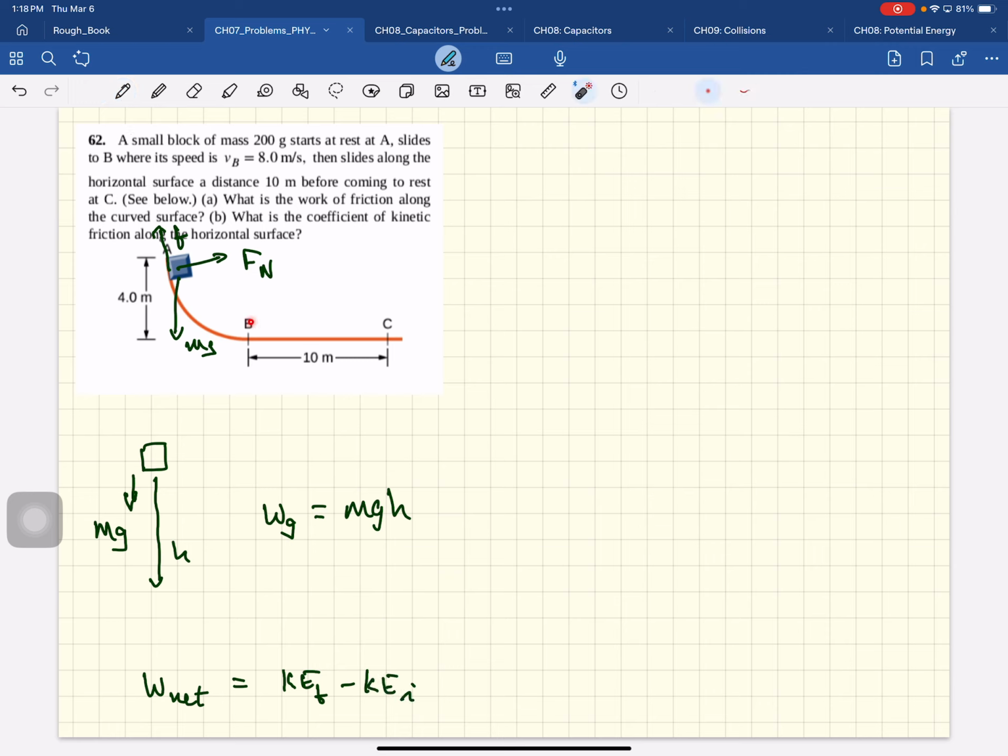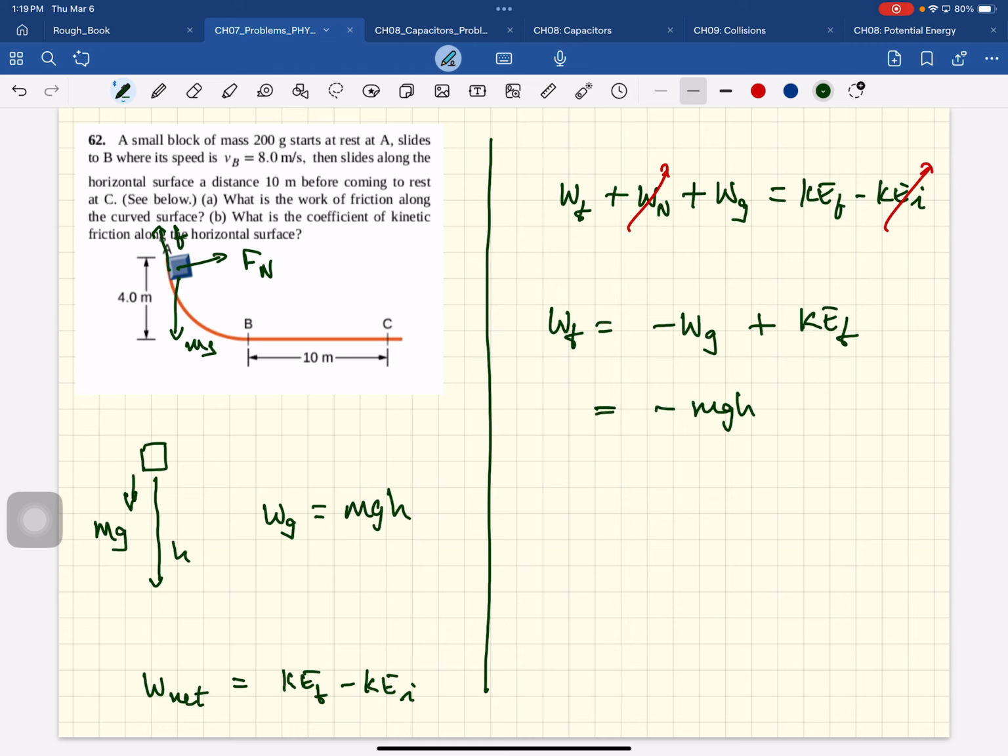So what are the three forces acting? The friction force plus the normal force plus gravity. The initial kinetic energy was 0. The work done by normal force is 0. And the work done by friction force is what we are interested in. Work done by gravity was mgh.